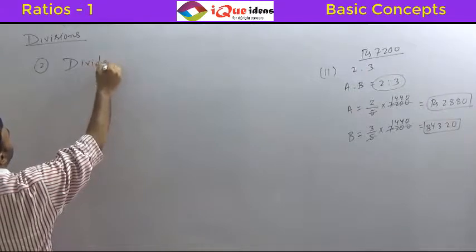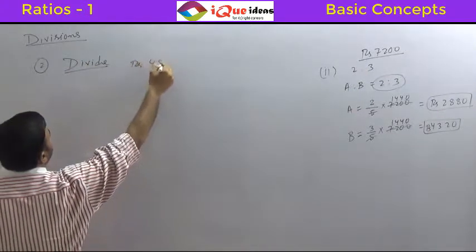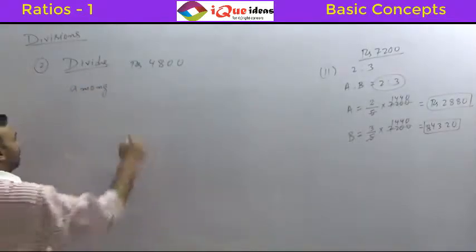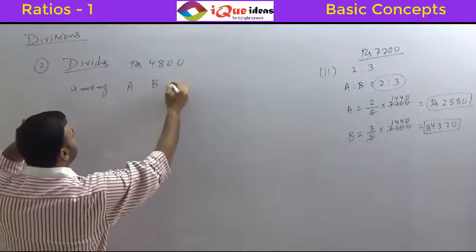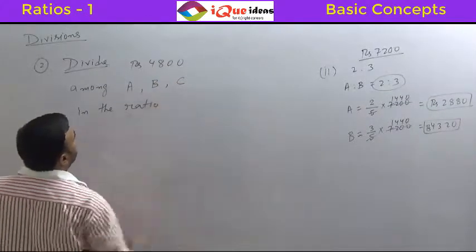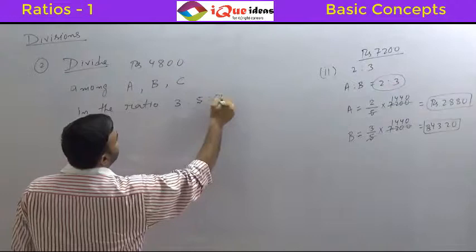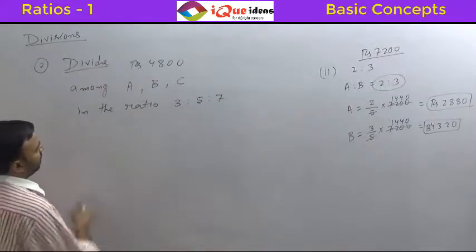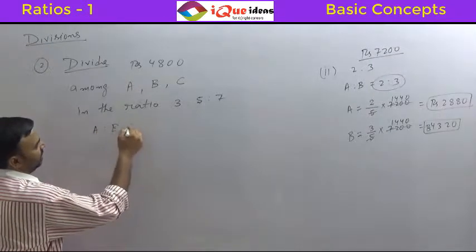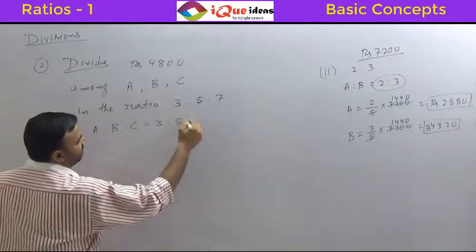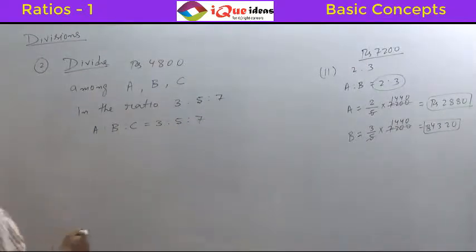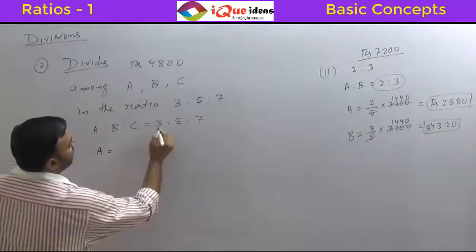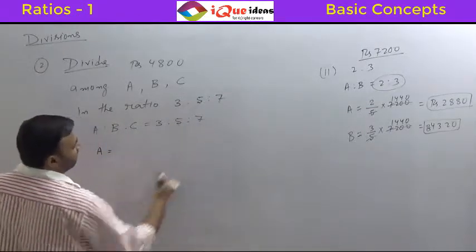Divide rupees 4800 among A, B and C in the ratio 3:5:7. Alright, very simple situation. So what we are given is A is to B is to C is equal to 3:5:7. So let's take the share of A. How many parts do we need to divide the whole given thing into? 3 plus 5 plus 7, that is 15 parts.